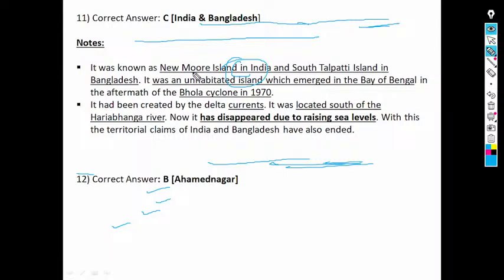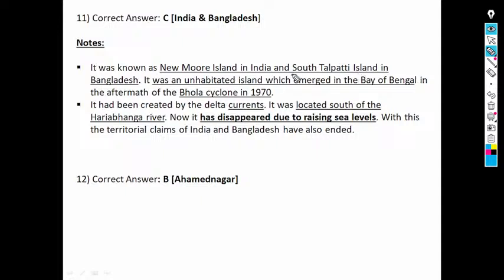New Moore Island in India. The diagram will make it more clear for all of you. New Moore Island in India and South Talpatti Island in Bangladesh.